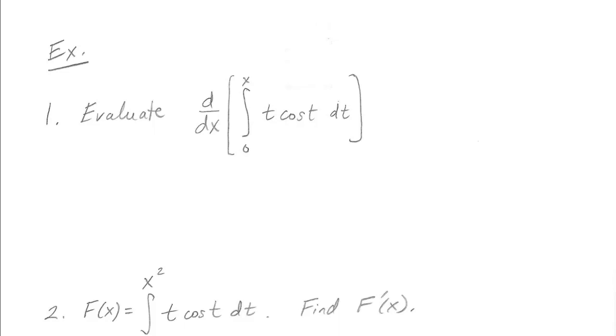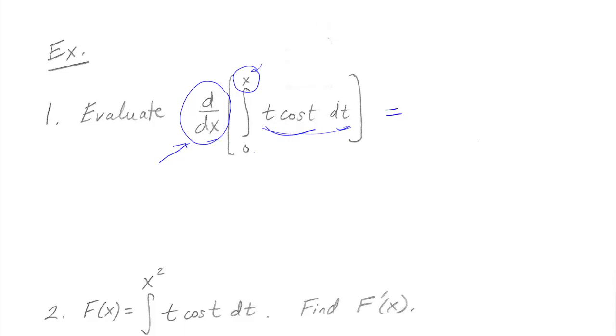So let's take an example, look at some examples doing the second fundamental theorem of calculus. All right, so take a look at what we have here. We're looking to evaluate the derivative with respect to x of the integral from 0 to x of t cosine t dt. So what we notice is that we have the derivative directly in this variable here of this function t cosine t dt. So this is pretty much a straightforward substitution.